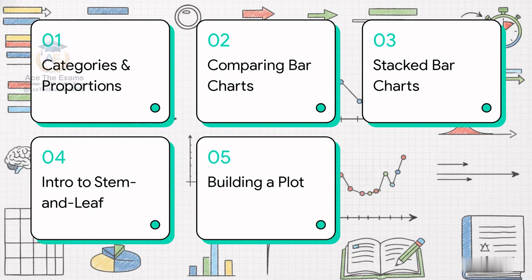First, visualizing categories and proportions. Second, comparing data with bar charts. Third, stacked and composite bar charts. Fourth, an intro to stem and leaf diagrams. And finally, building a stem and leaf plot together.